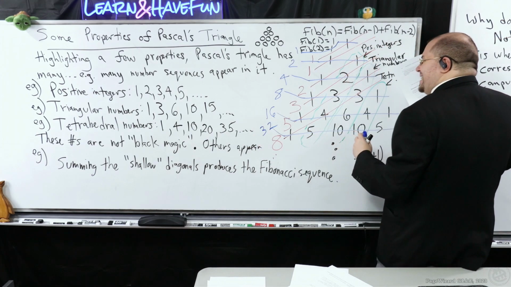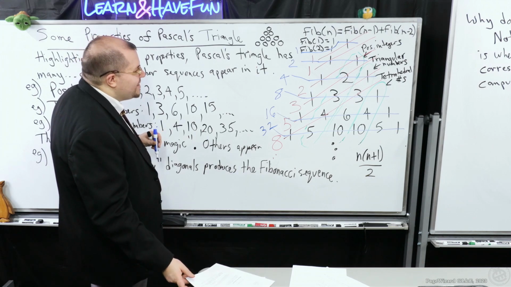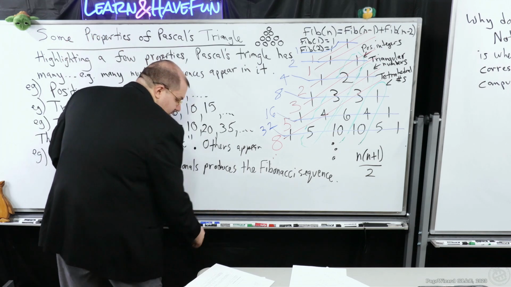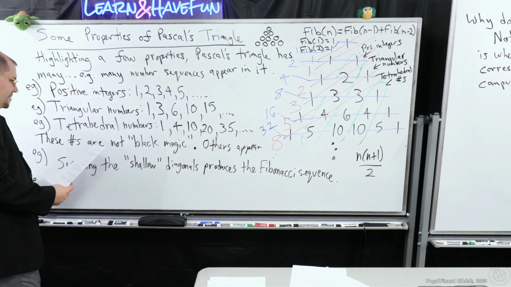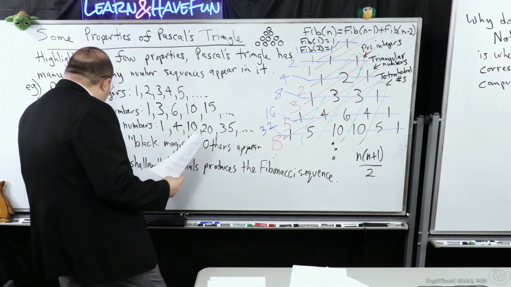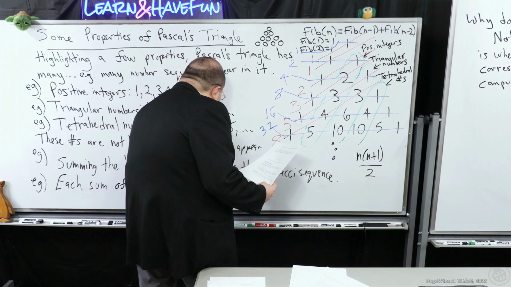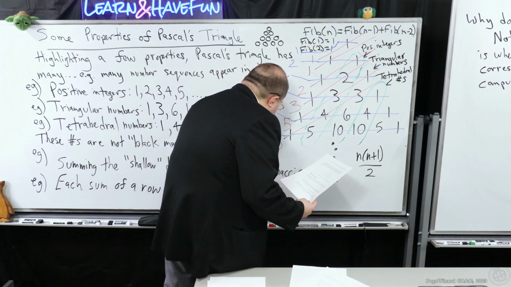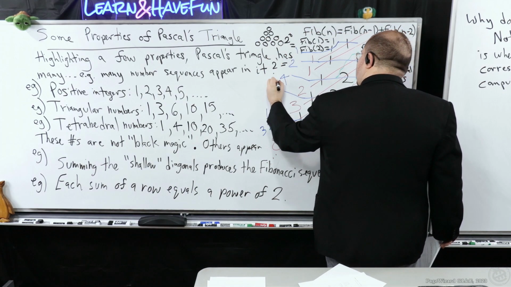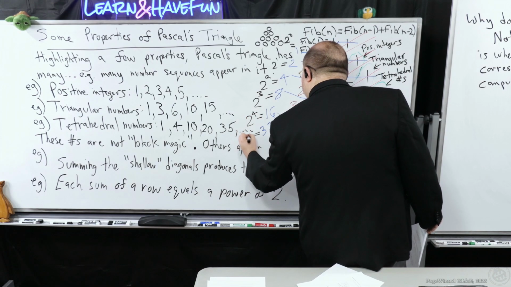What's going on with these rows? What's happening on the rows if I sum up across the rows? So each sum of a row equals a power of 2. Notice that 1 is equal to 2 to the power 0. 2 is equal to 2 to the power 1. 4 is 2 squared. 8 is 2 cubed. 16 is 2 to the power 4. And 32 is 2 to the power 5.